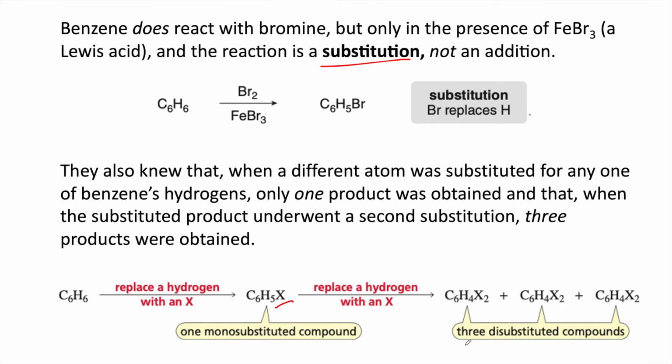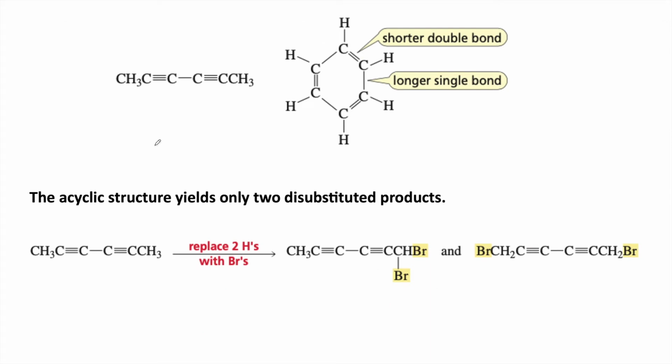They got a disubstituted compound with the formula C6H4X2. So they came up with these two possible structures. Now they performed the same disubstitution reaction on this structure. They got this product and this product.